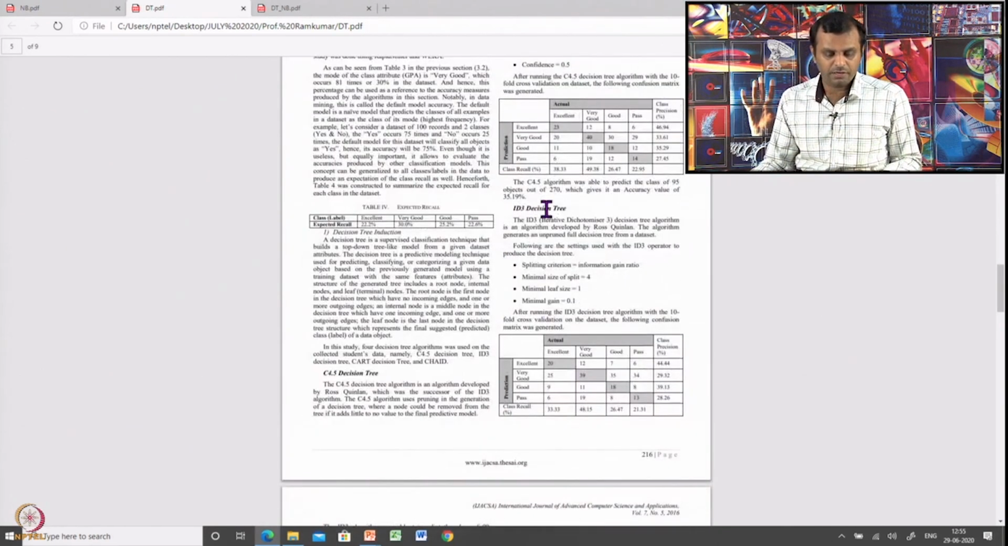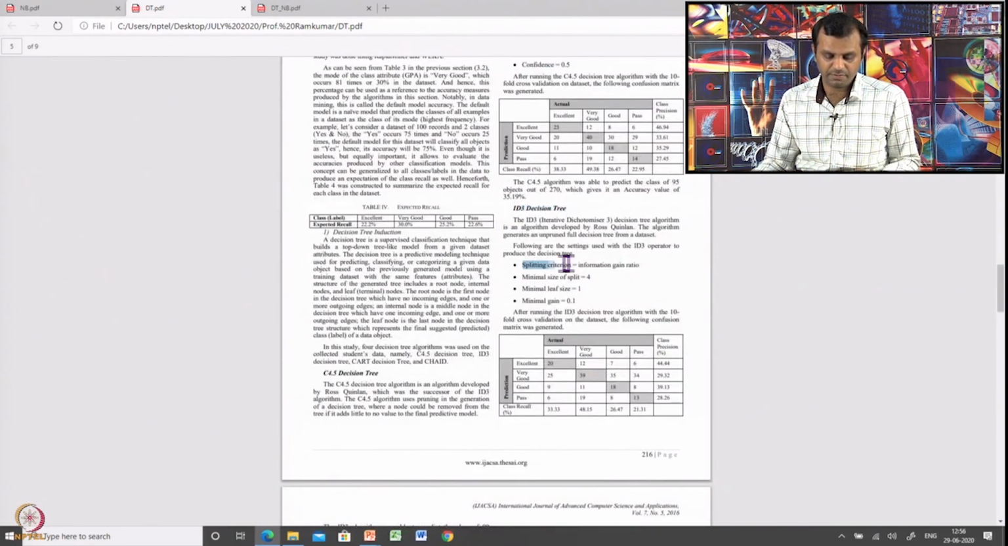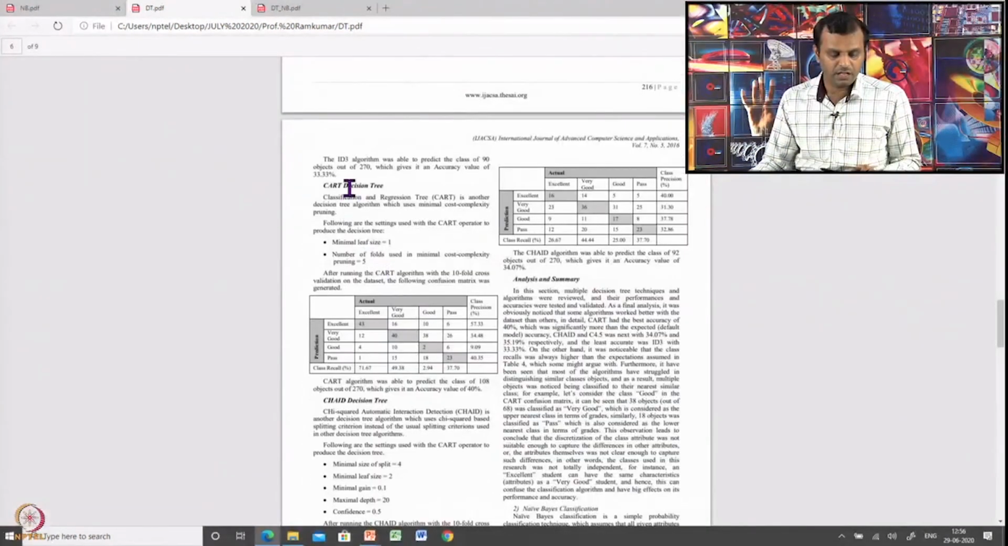So, they used C4.5, also ID3, which is exactly the same. Information gain, maximum size, minimal gain, and depth can also be given, and that value is this. Okay. And CART is classification and regression tree, as I mentioned. A decision tree can also be used as regression, that is what they did.